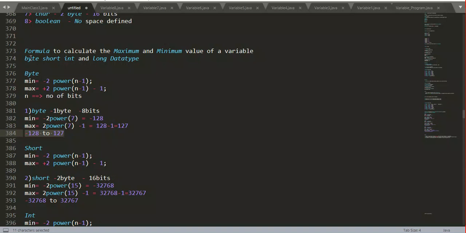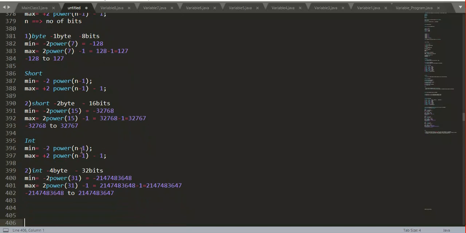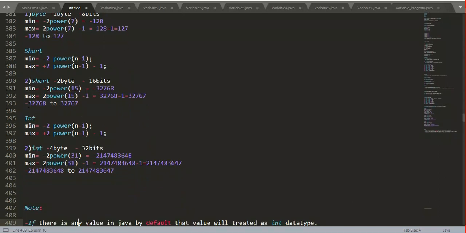The same formula applies for byte, short, integer, and long data types. For short, it's the same, but short has a 2 byte storage area, which is 16 bits. How many bits can I use for my value? 15 bits. The answer is from minus 32,768 to 32,767, which I can store in a short data type.